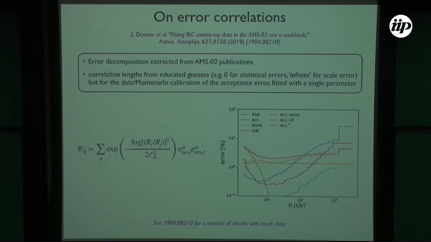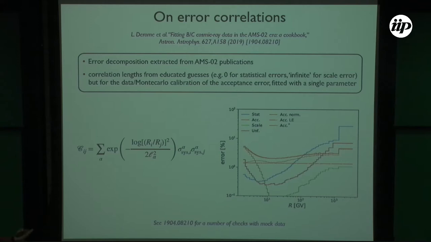And what we did was to follow the error decomposition described by AMS. So we split the systematic errors. Unfortunately, AMS-02 has not released the covariance matrix. You have to reconstruct it from the information available. So we try to do our best.